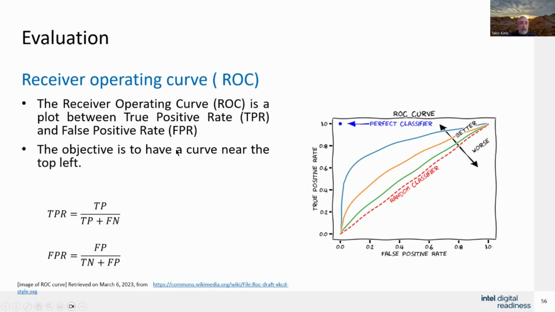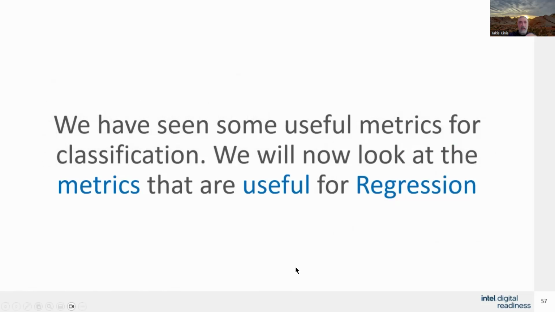So it says the objective is to get a curve near the top left. Those formulas can be calculated with these two true positive rates and false positive rates, right? And we don't want to be down here, right? We want our true positive rates to come up, or upper left side there.